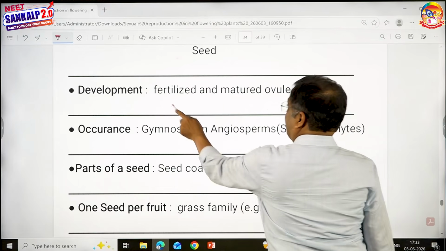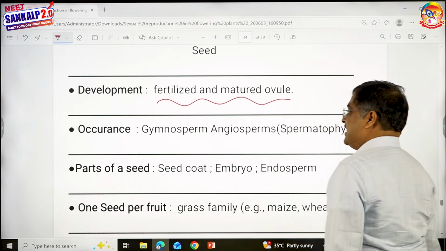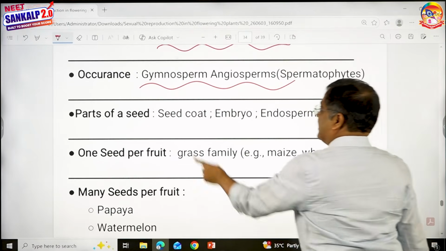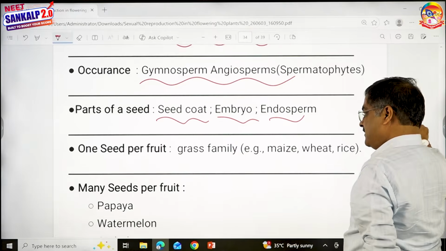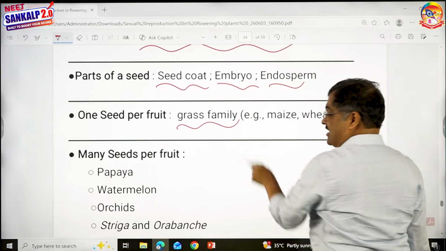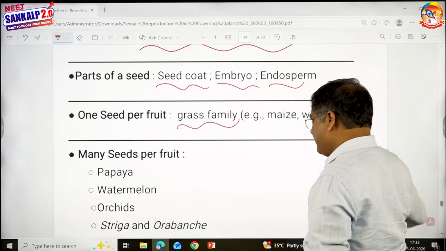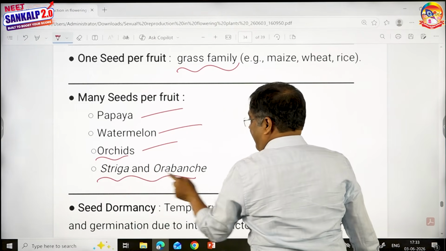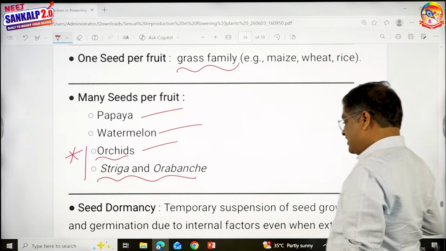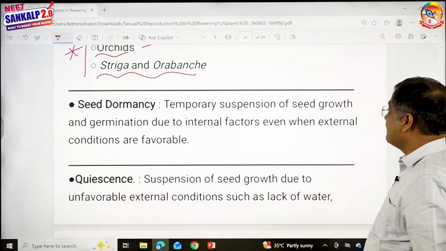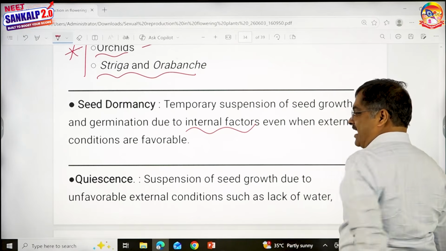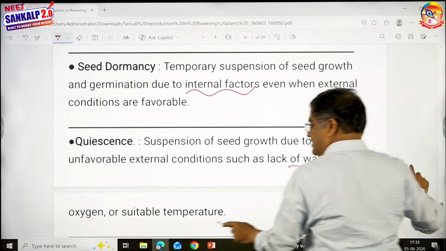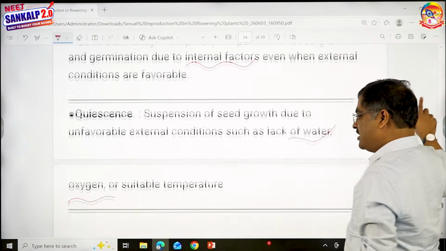Seed is a product of fertilization. And seeds are seen in gymnosperms and angiosperms, hence spermatophytes. Seeds contain seed coat, embryo, and endosperm. One seed per fruit is very common in the grass family. Not only grass, mango, even coconut. Many seeds: papaya, watermelon, orchids, Striga and Orobanche. These two are important. Remember that. Seed dormancy is temporary suspension of growth due to internal factors like hard seed coats, immature embryos. If it is through external factors like water, oxygen deficiency, you call it quiescence.